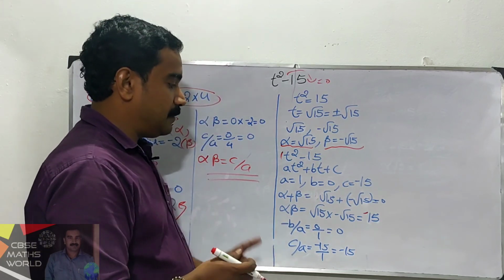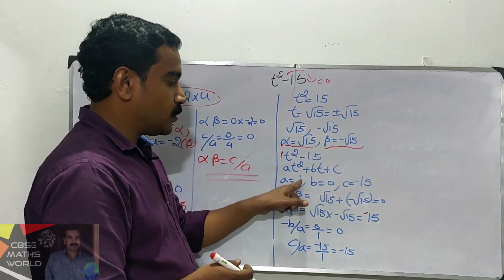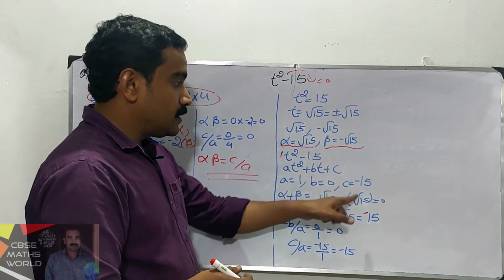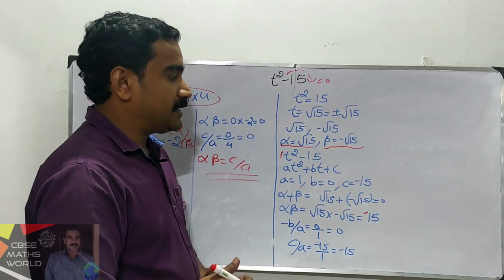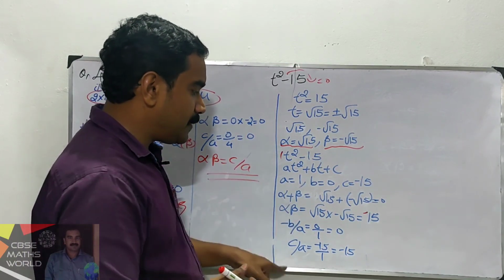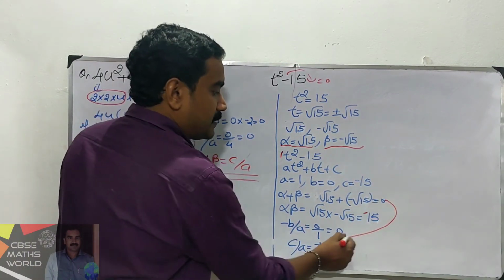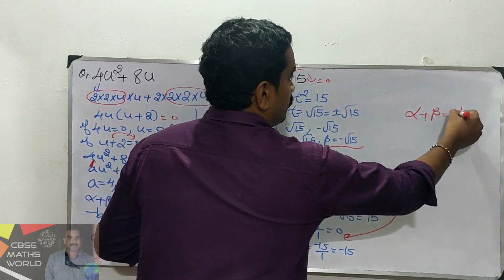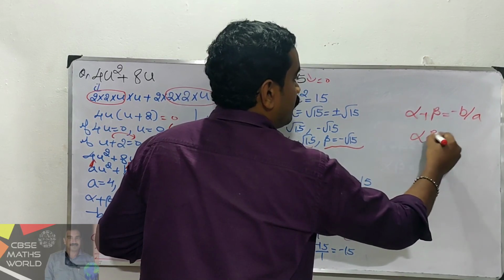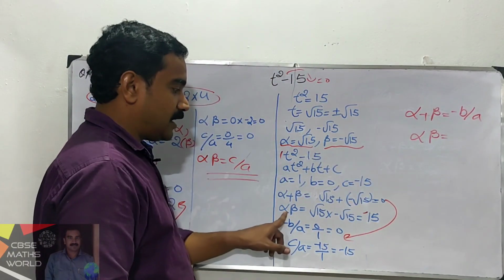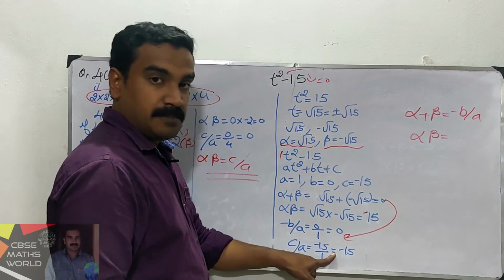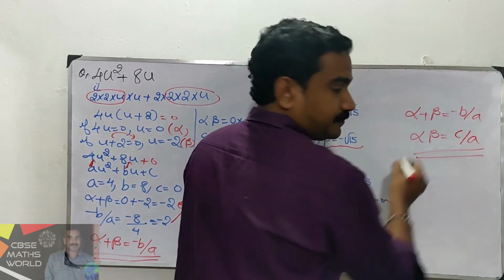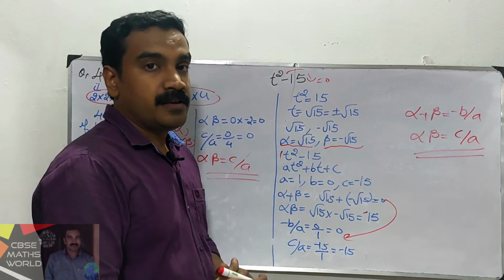Then check minus b by a. What is b? B is 0. 0 by 1 is 0. What is c by a? C is minus 15 by 1, that is minus 15. So alpha plus beta is equal to minus b by a. And what about alpha beta? Alpha beta is equal to minus 15, and c by a is also minus 15. So alpha beta equal to c by a. So we verified. This is the first part of the exercise.